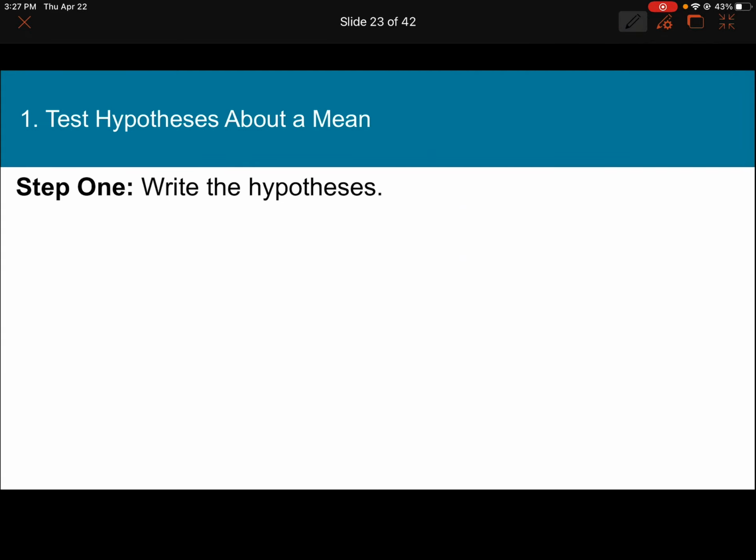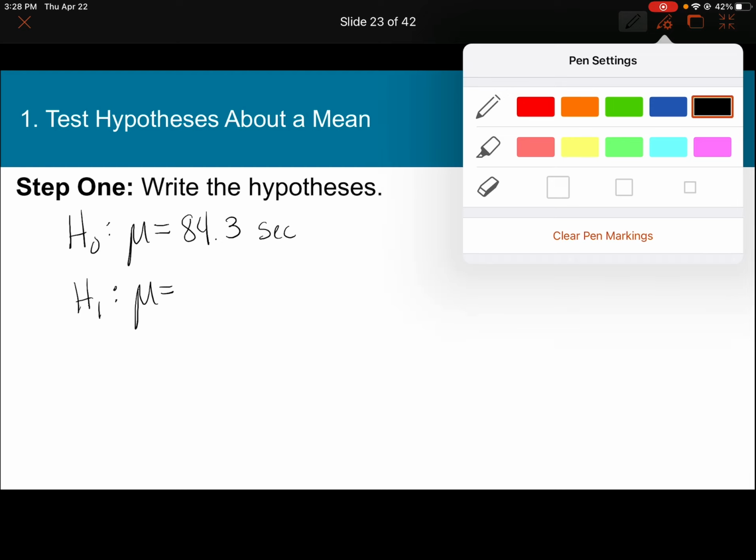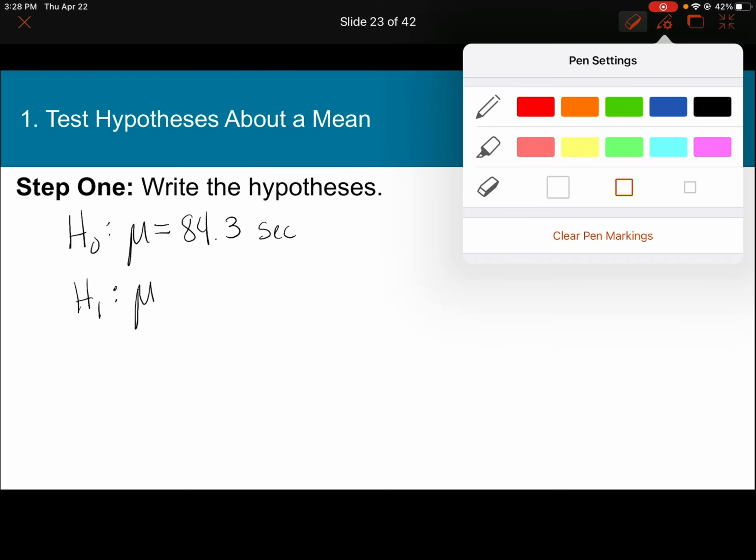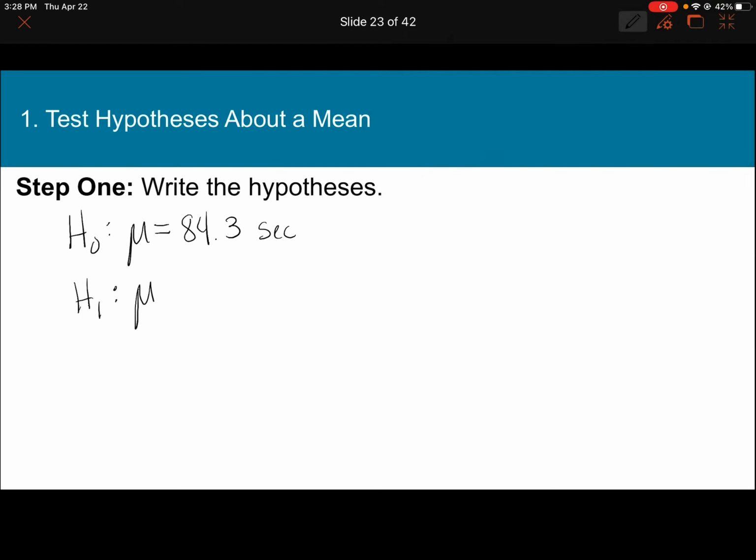Our first step is to write our hypotheses. So our null hypothesis is mu equals, and the average wait time is 84.3 seconds. The alternative will always be not equal. It'll be a less than, a greater than, or a not equal to. This one has decrease, so it'll be less than 84.3 seconds.